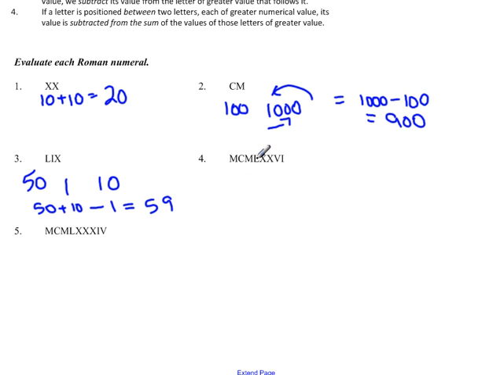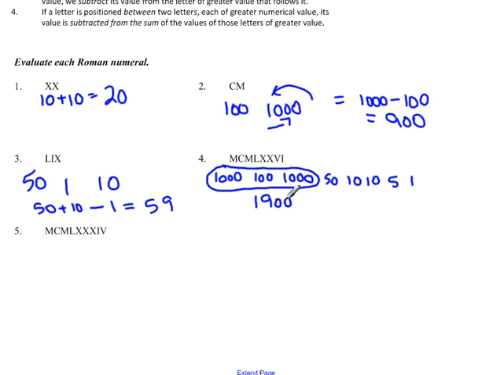Okay, let's get a little more complicated. Always start off by writing down the values for your letters. M is 1000, C is 100, M is 1000. L is 50, X is 10, V is 5, and I is 1. Now this is Rule 4, where you've got two greater values around a lesser value. So we're going to add these two outer numbers, subtract the middle, so that would end up being 1900.